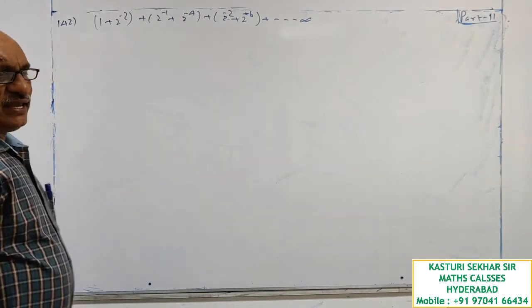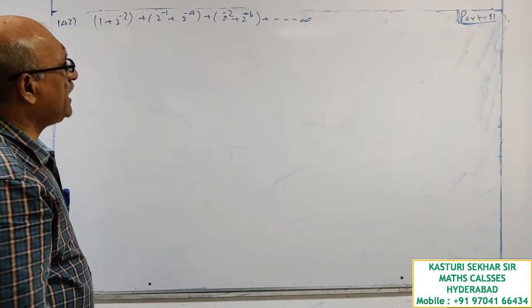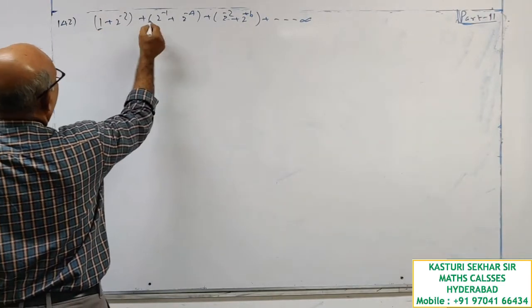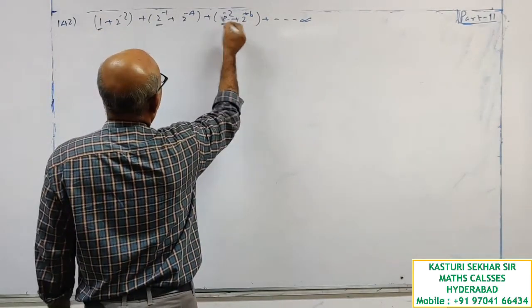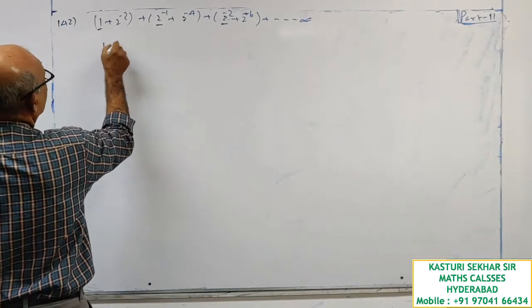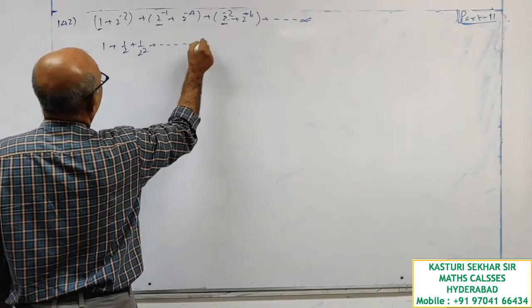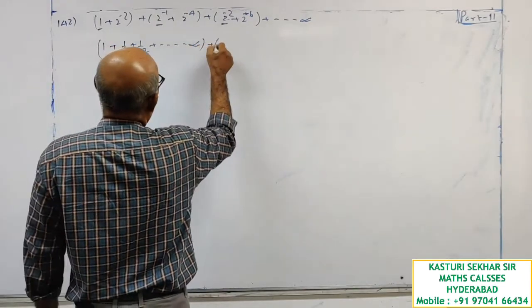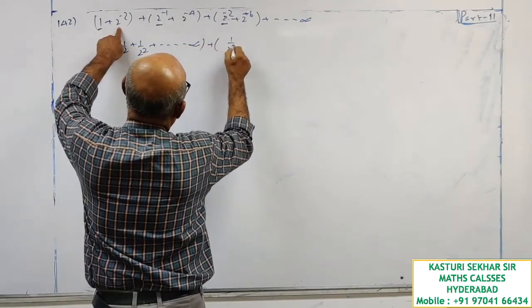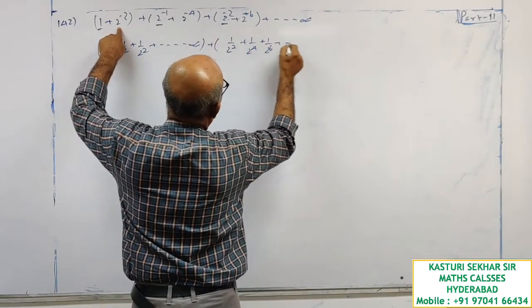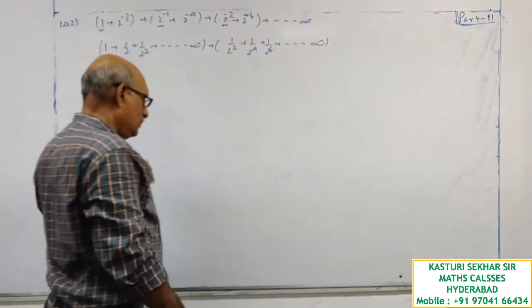Now sir, straight away if I consider the given question, it is not in geometric progression. So what will I do? I'll keep all the first terms from each bracket at one place: 1 plus 1 by 2 plus 1 by 2 square plus etc. to infinity. Again, all the second terms from each bracket in another bracket.